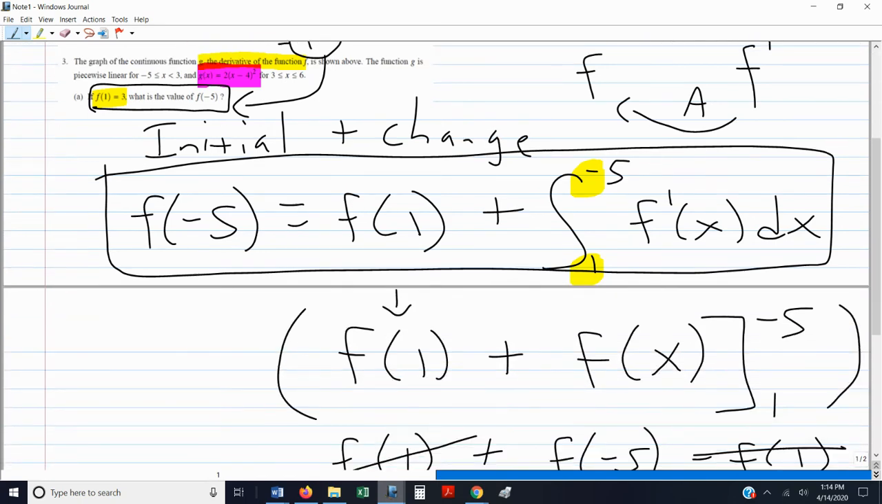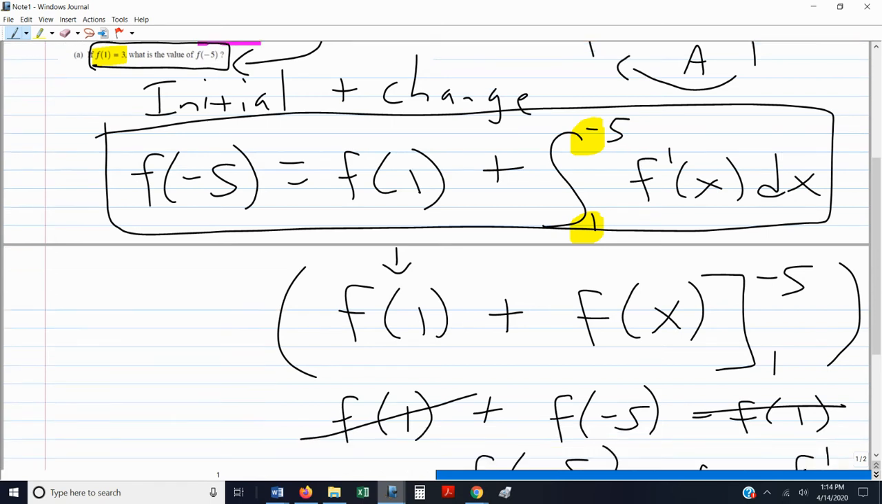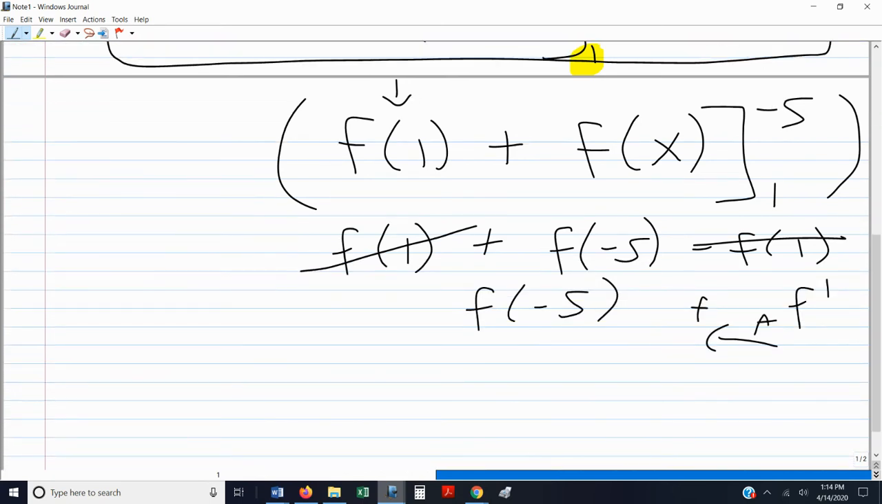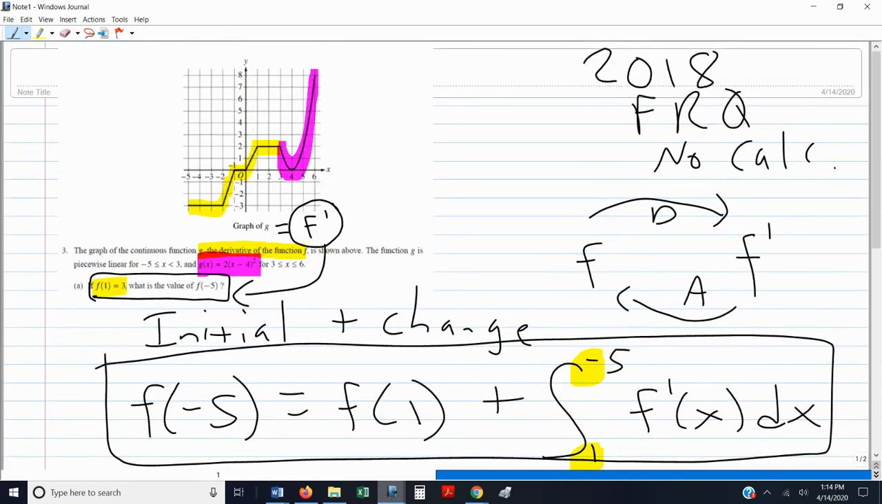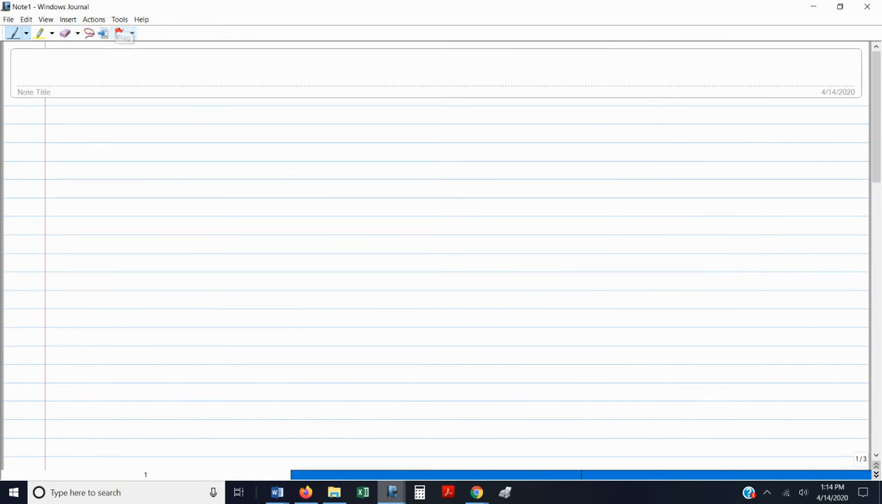It makes sense because you have f of 1 in the front. You have the antiderivative of f prime is the f function. When you plug in the numbers and subtract, the f of 1s cancel, and you're left with f of -5. So this is going to be the formula that we are working with. And let me see if I can do that. Okay.